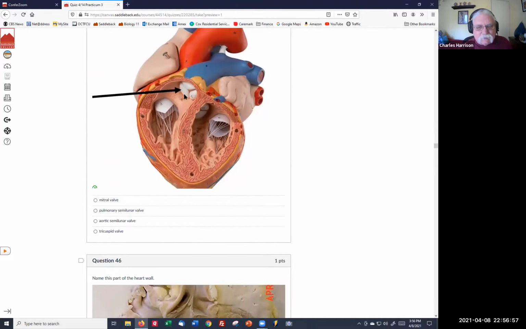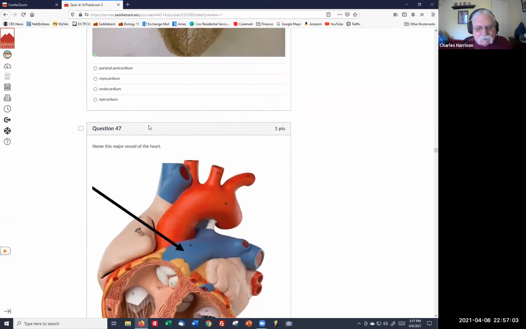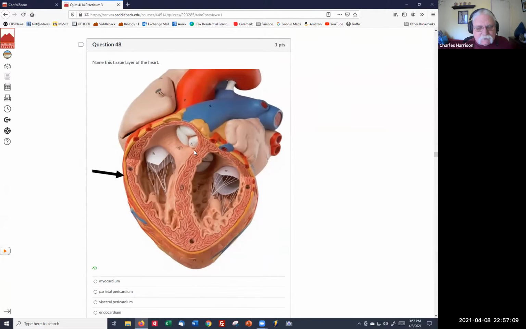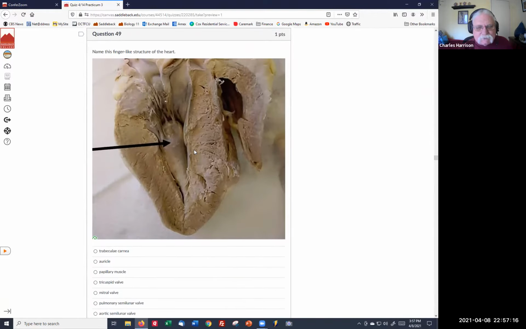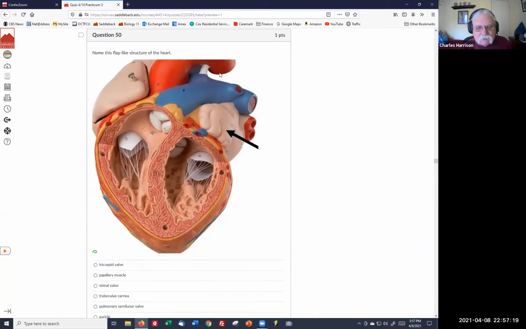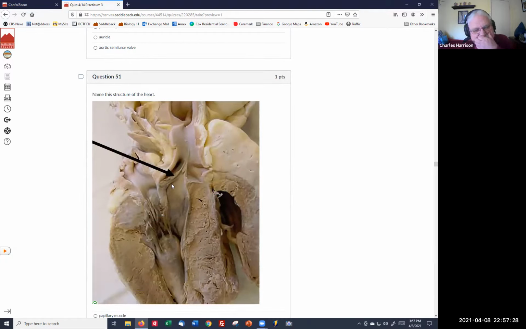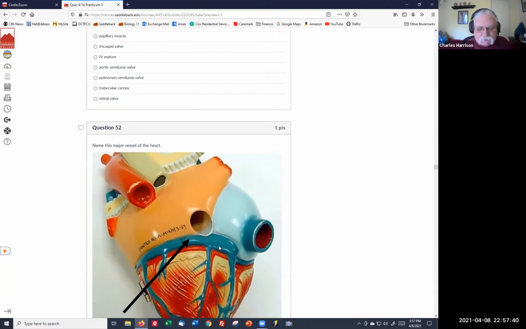On the valves, the pulmonary semilunar, myocardium, pulmonary trunk, the epicardium or visceral pericardium, the papillary muscle, the left auricle, or just the auricle. So on the left side, this is the aortic semilunar valve. Left side is always the larger side, no matter which way it's facing. Coronary sinus.